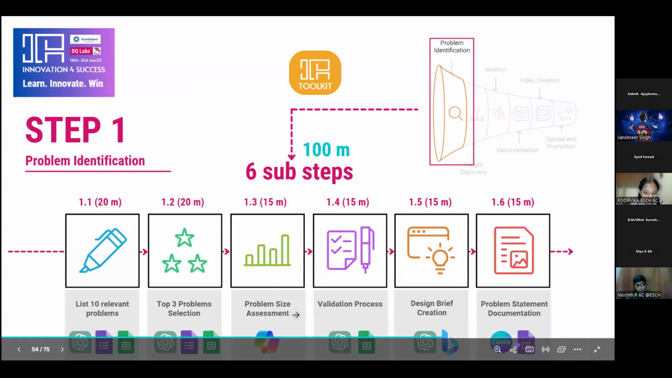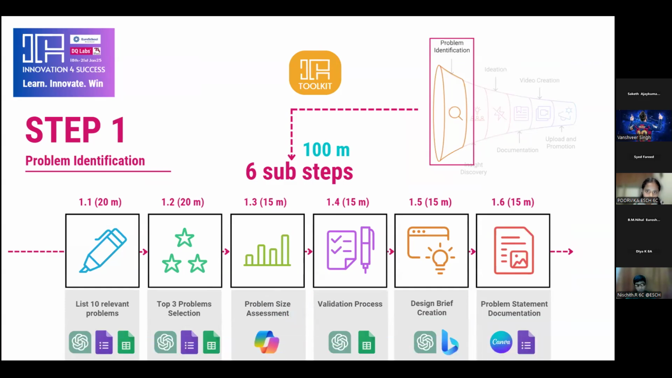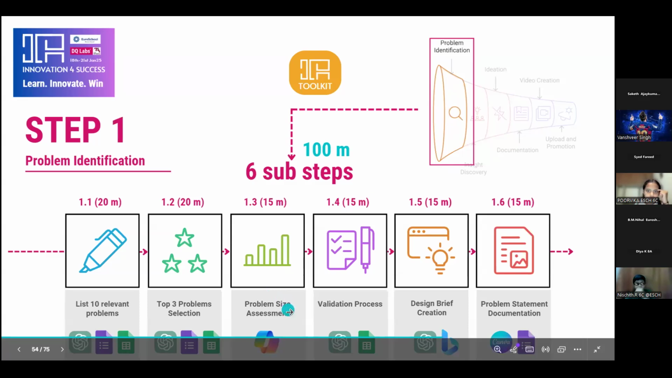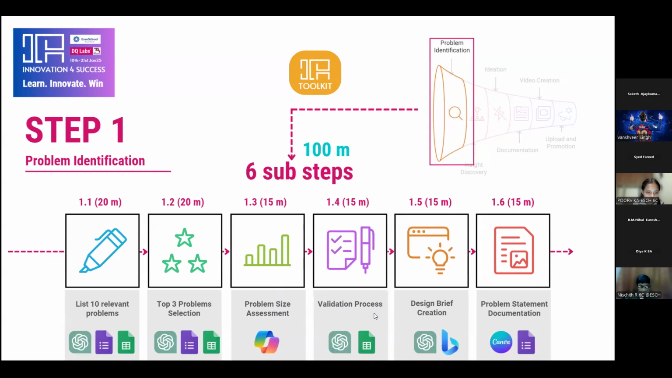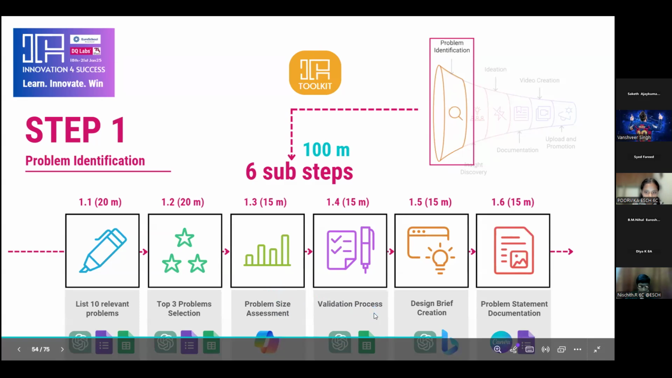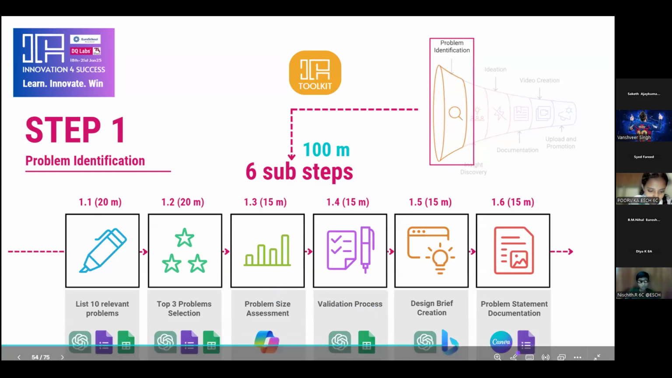We have already learned how you can find numbers and percentages using Copilot, so that is something you'll be doing in the first step. Once you know that the problem is big enough and significant enough to be solved, you will be able to validate it, saying, for example, that I'm choosing this problem because 20 million people are facing it, or maybe 70% of the earth's population is facing this problem, hence I'm choosing it.